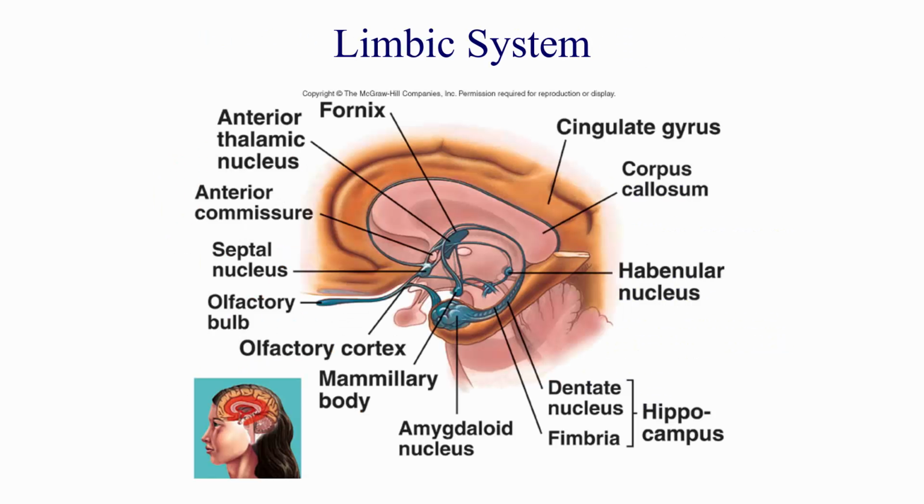The limbic system. Some of the things with the limbic system are going to be the olfactory bulb. Think about that, olfaction, sense of smell. You know, certain smells are going to give you emotional responses, right?